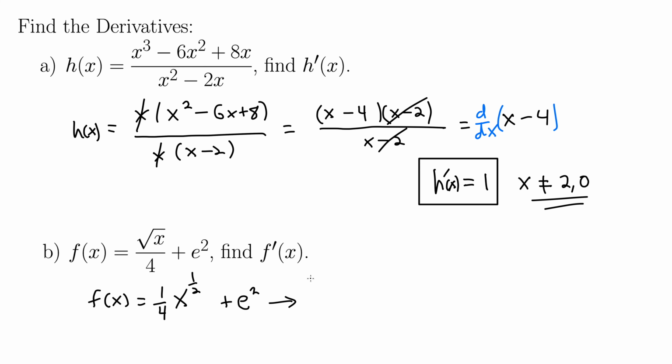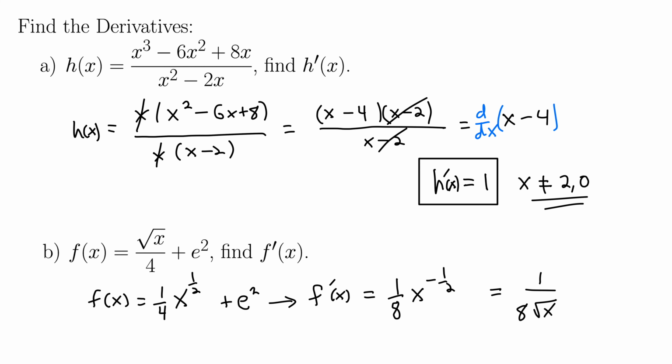Okay. That gives us f prime of x. The power rule says we bring down the exponent and subtract 1. So this is 1/8 I'm bringing down and then multiplying. x to the 1/2 minus 1 is negative 1/2. Plus, okay, did you say 2e to the 1? e is a constant. It's not a variable. So this whole thing drops out when we take the derivative. The e squared just goes to 0. That leaves us with the final answer of 1/8 radical x.